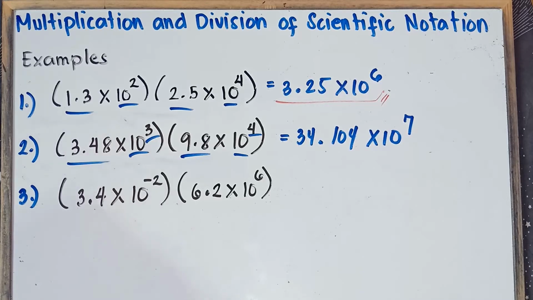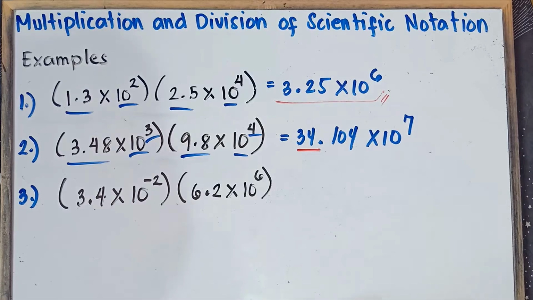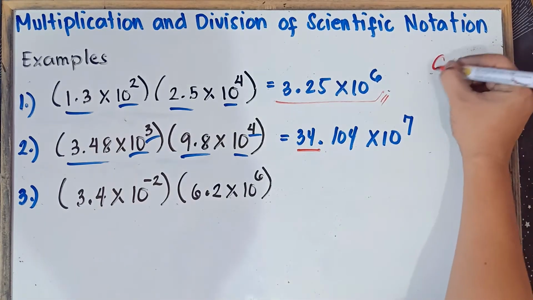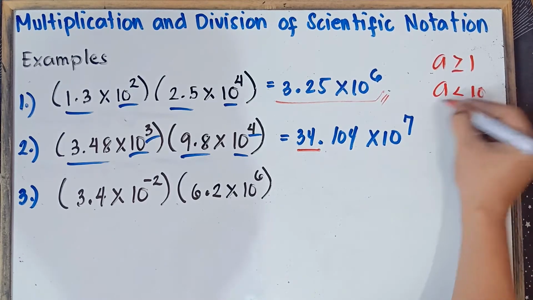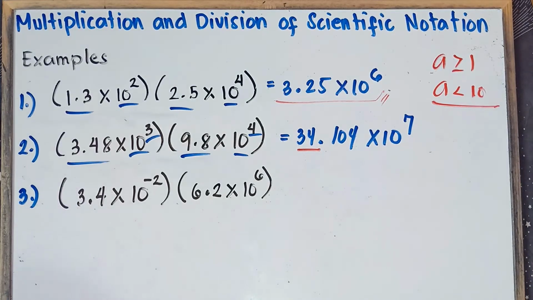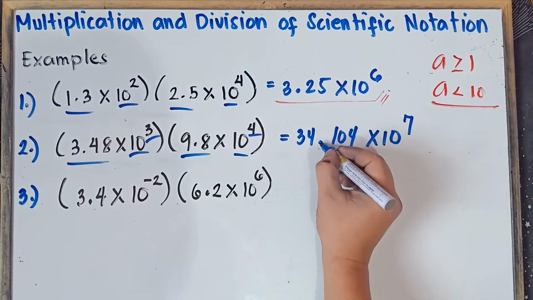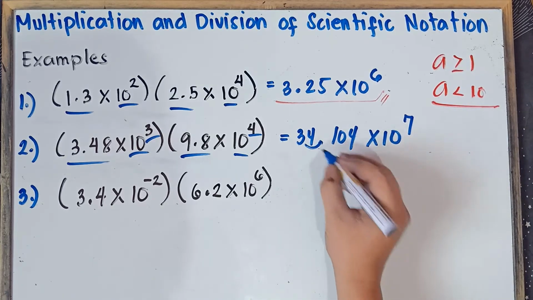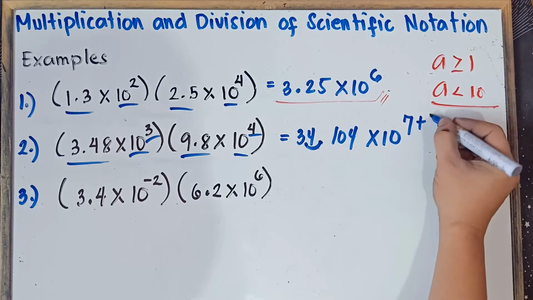Nope, we cannot call this one scientific notation because 34 is greater than 10. Once again, class, in scientific notation, A is greater than or equal to 1 and less than 10. Now, 34 is greater than 10. So, therefore, class, we need to move the decimal point right to left once. Okay, move this one once. Since we move the decimal point right to left once, we need to add 1 to the exponent.